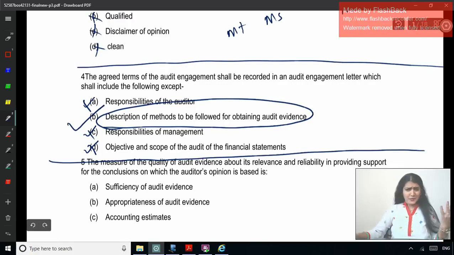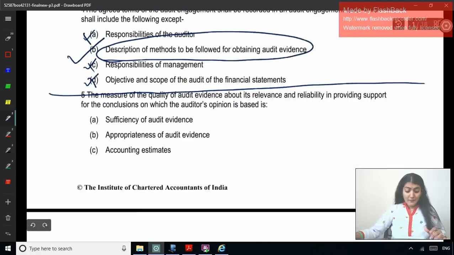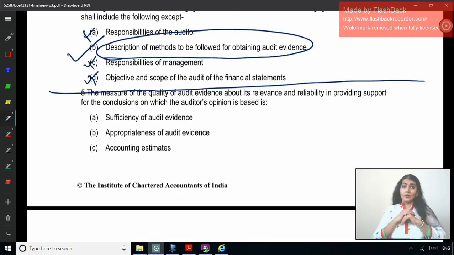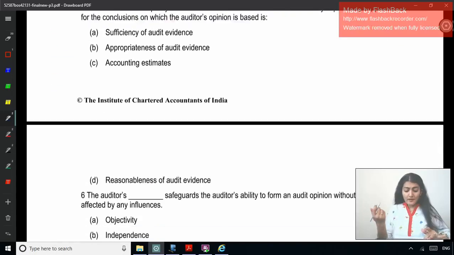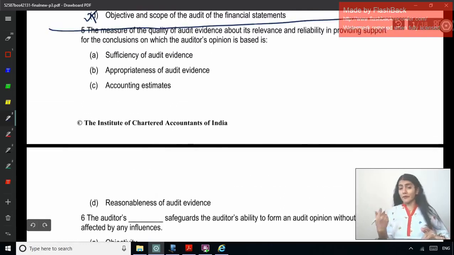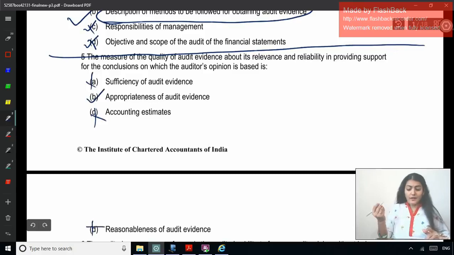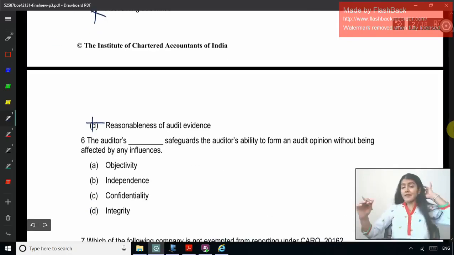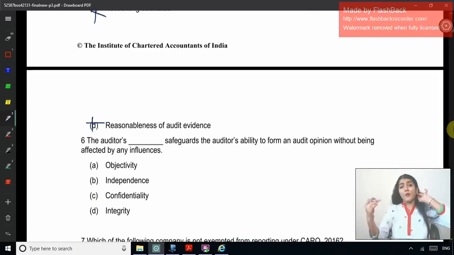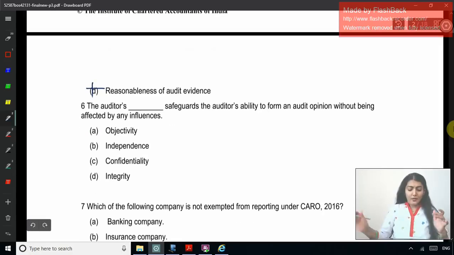Okay, right, I told you very simple ones, but sometimes simple questions also you get wrong because of overconfidence. The measure of the quality of audit evidence, about its relevance and reliability in providing support for the conclusions on which the auditor's opinion is based, is, yes, quality of audit evidence. Quality means we are talking about the appropriateness of the audit evidence. Sufficiency refers to the quantity and appropriateness refers to the quality of the audit evidence.